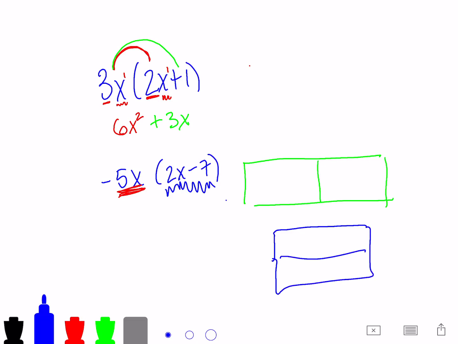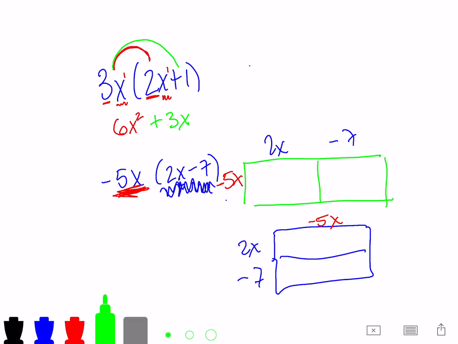Either way is fine. When I go to set it up, I match, so the monomial has to go where there's 1 row or where there's 1 column, and then the binomial has to go where there's 2 columns or 2 rows. And then it's like a multiplication chart, so we multiply these 2 together, and again you multiply the coefficients, so that would give us negative 10, and then x times x, remember you add the exponents, so that gives us x squared.